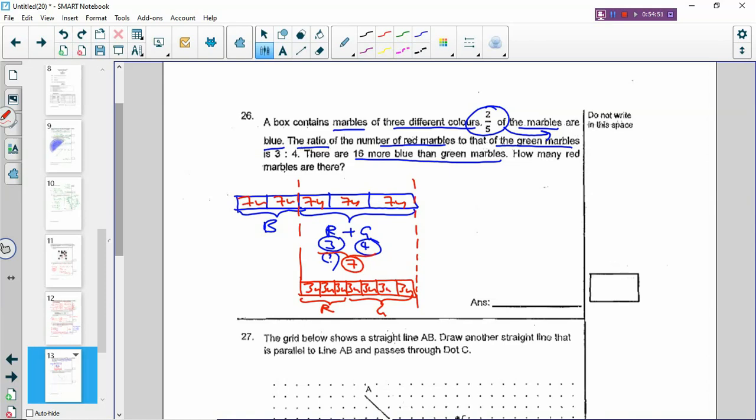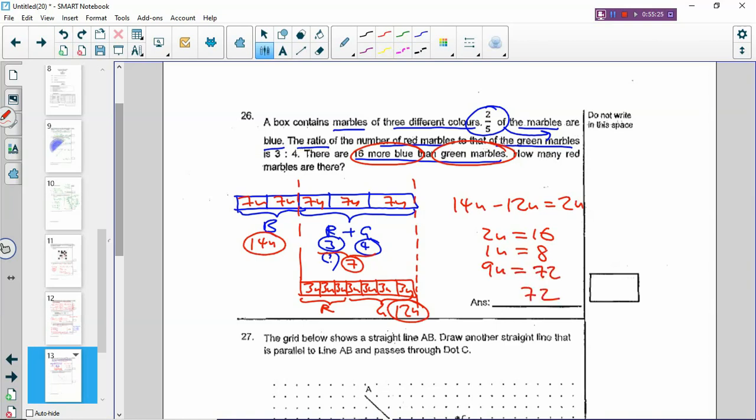And now you can compare. You can compare the 16 more blue than green. So look at the blue and green. The blue has 14, and the green has 12. Am I correct? So how many more blue than green? So you take 14 minus 12, you will get 2 units more blue than green. So 2 units more blue is also 16. So your 1 unit must be 8. So how many red marbles are there? So you look carefully, there are 9 units of red. So that will be 9 times 8, 72. So there are 72 red marbles.